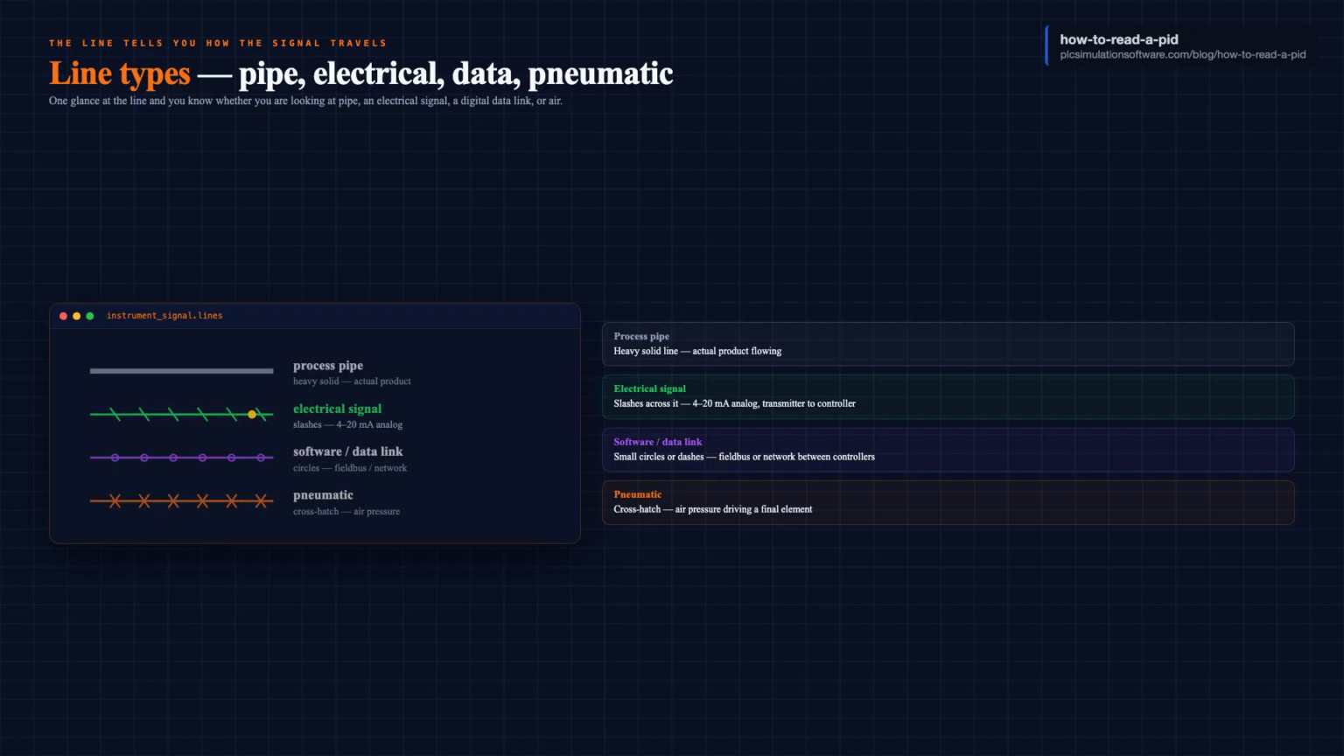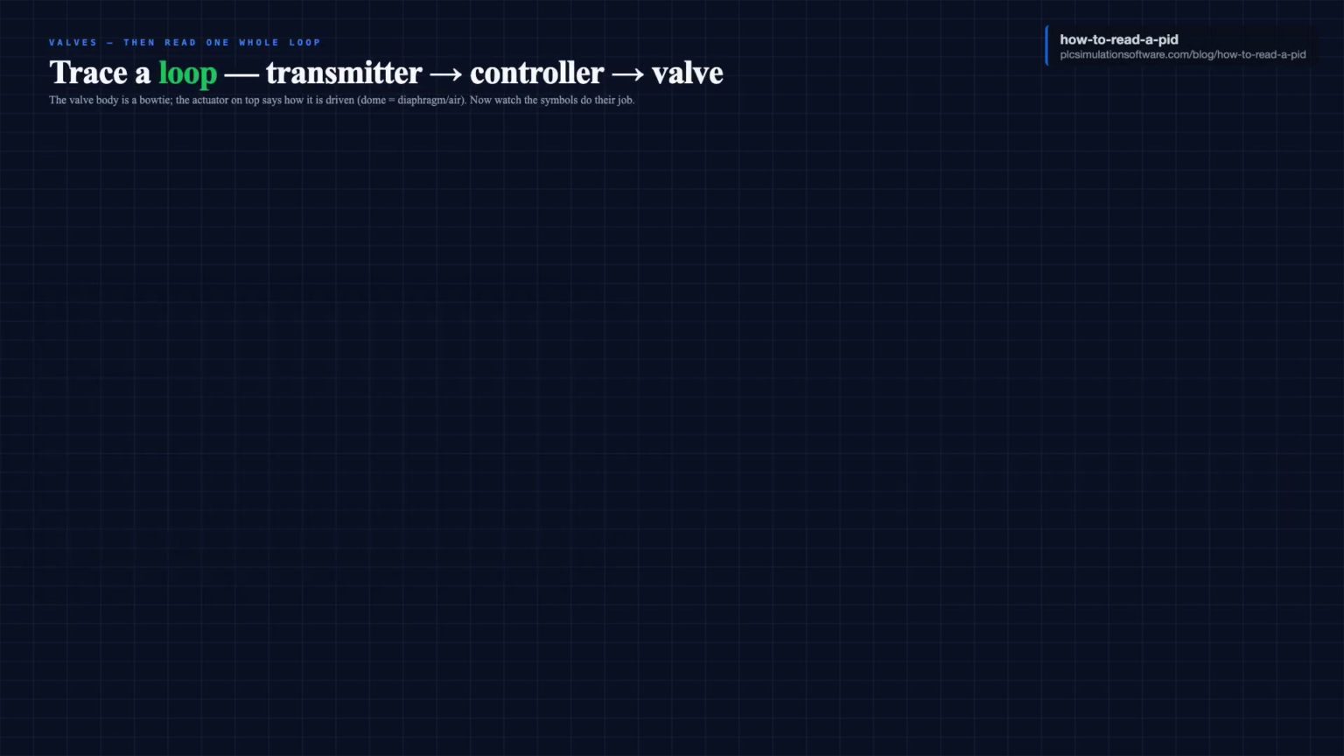And a line with crosshatch marks is a pneumatic signal. Air pressure, the way older final elements were driven. So one glance at the line, and you know whether you're looking at pipe, an electrical signal, a data link, or air. That is the difference between guessing and reading. Last piece, valves, and then we put it all together.